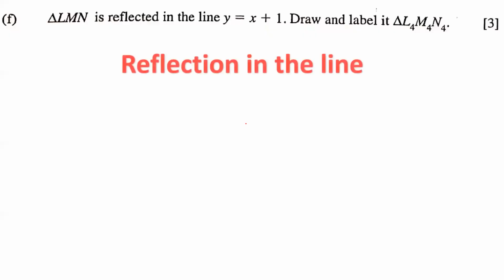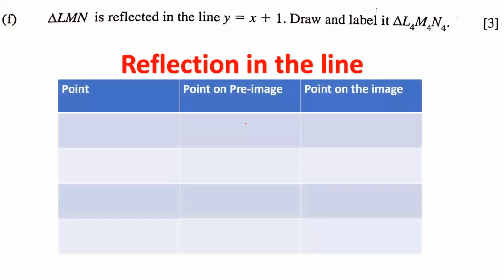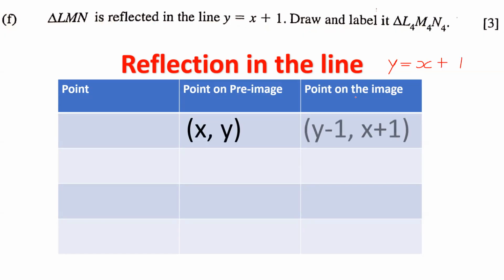So let's do that. If we're looking at the reflection in the line y is equal to x plus 1, the point for our pre-image is (x, y), but our point on our image is going to be (y minus 1, x plus 1). You ask, how did we get that? Well, if it was x plus 2, it's going to be (y minus 2, x plus 2). If it was x plus 3, it's going to be (y minus 3, x plus 3). And if it was y is equal to x plus 4, it's going to be (y minus 4, x plus 4). So that's the pattern.